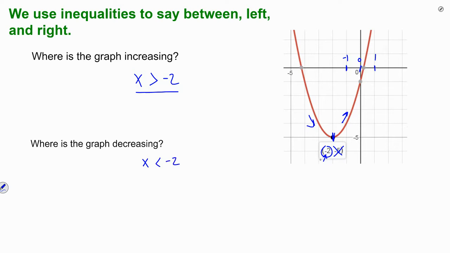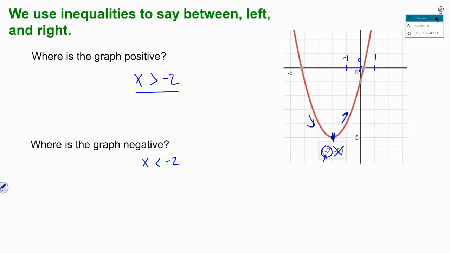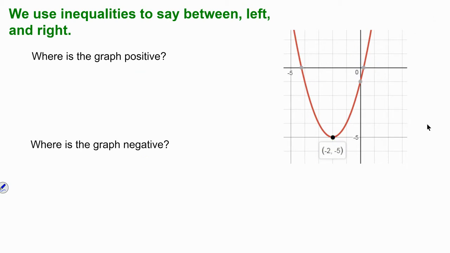And that's it. That's how we use the notation. Let's do it again, but this time, instead of talking about increasing, decreasing, let's talk about positive and negative. So we're looking at positive, negative just as a refresher. When we were looking at positive, negative, positive is when the graph is above the x-axis.